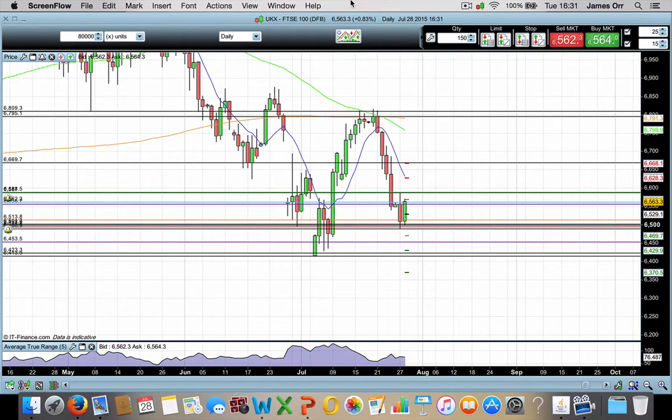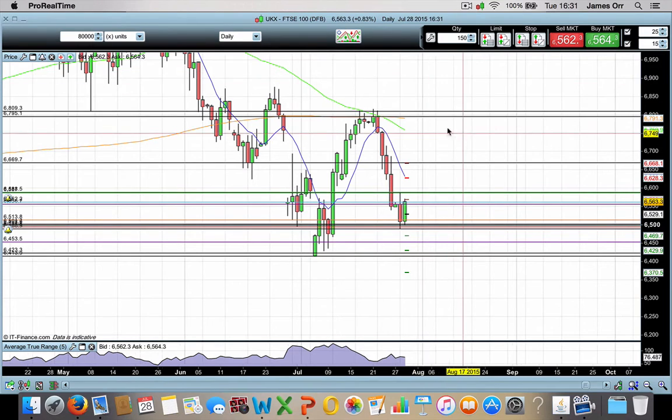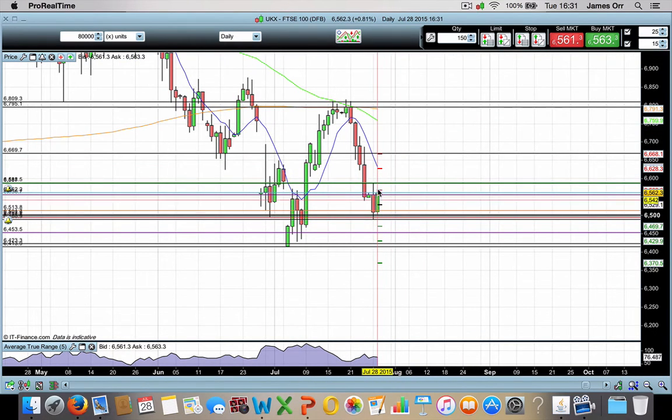The FTSE market has closed for the day. So let's take a look at it. First thing you can see, this is today's price action. This is yesterday's. You can see that today's price action didn't break the high or the low of yesterday's price action. So it was an inside day. Now, I didn't have a crystal ball to predict this. I just read the market and allowed the market to tell me what was most likely to happen.